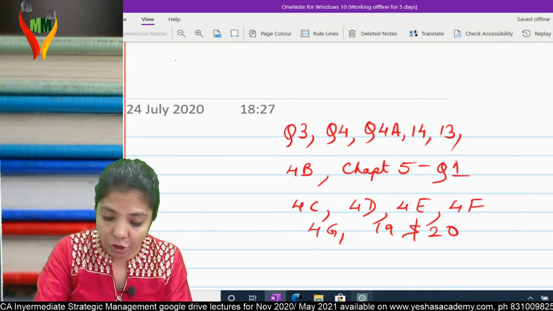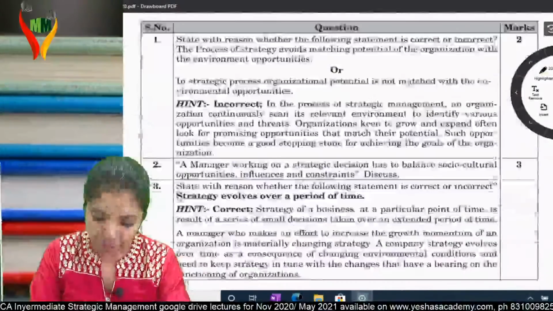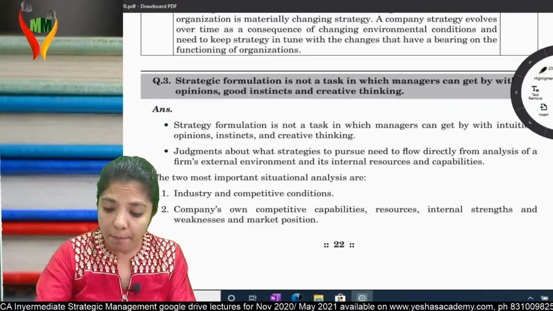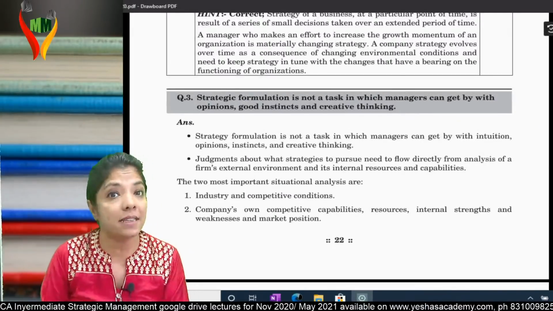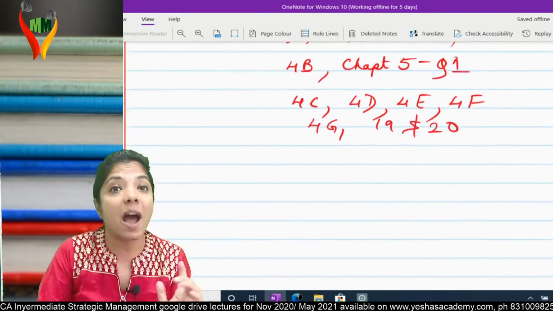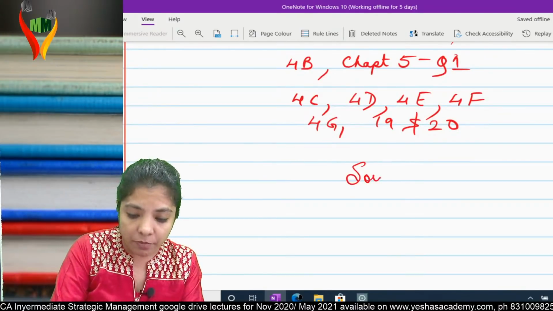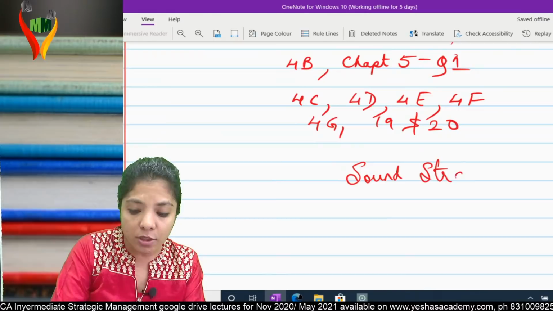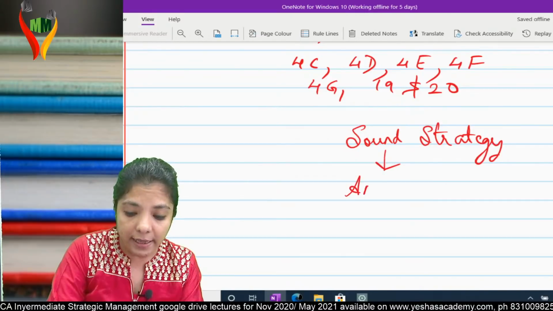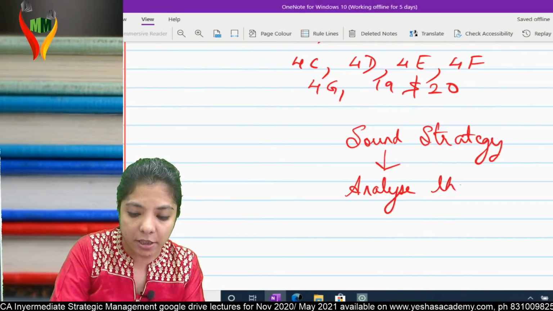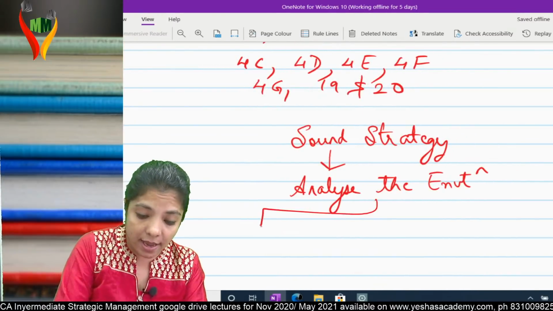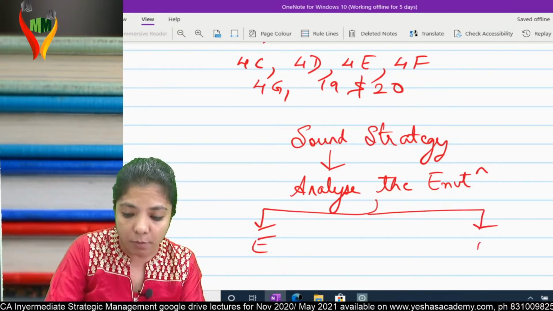Now let's come to question number 3, page number 22. Now, tell me, what was I teaching you? That we have to formulate a sound strategy, right? But for formulating a sound strategy, what do I need to do? I need to analyze the environment. Which environment? External and internal both, right?